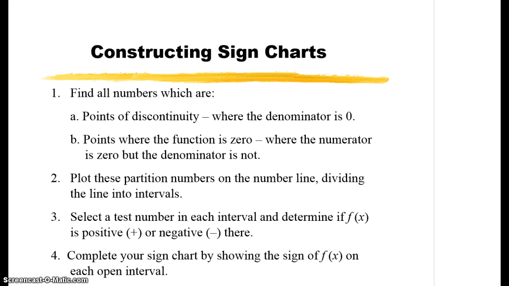So that's what we're going to do here: construct a sign chart. First, here are the 4 steps, and then we'll do an example. Step 1 is to find all numbers which are points of discontinuity, that's where the denominator is 0, or points where the function is 0, where the numerator is 0 but the denominator is not. Then we plot these partition numbers on a number line, dividing the line into intervals. For each one of these intervals, we select a test number and determine if the function is positive or negative there. Then we complete our sign chart by showing the sign on each open interval.